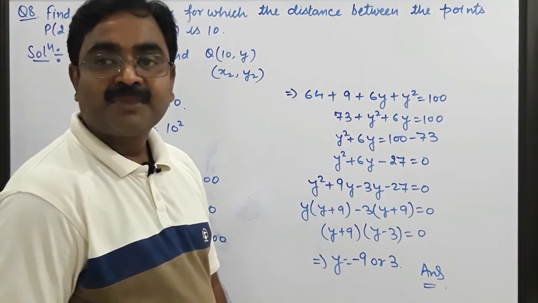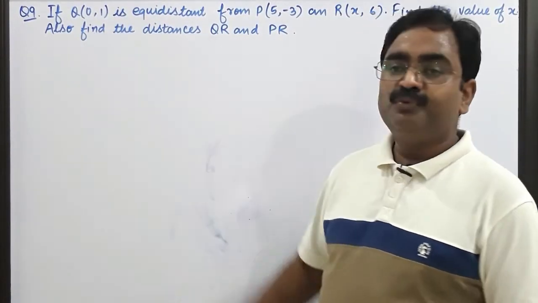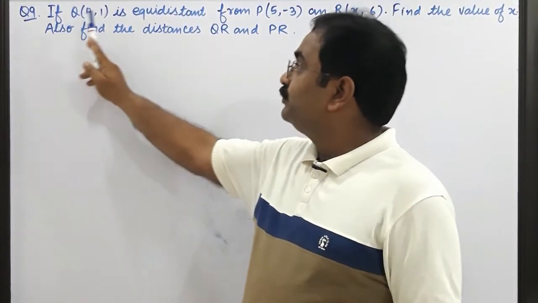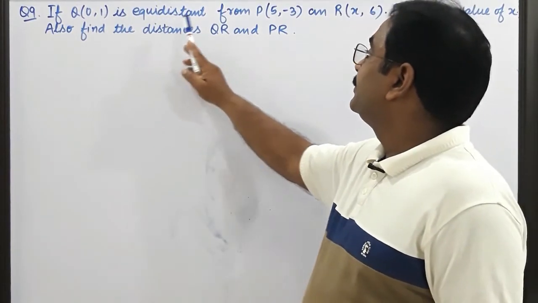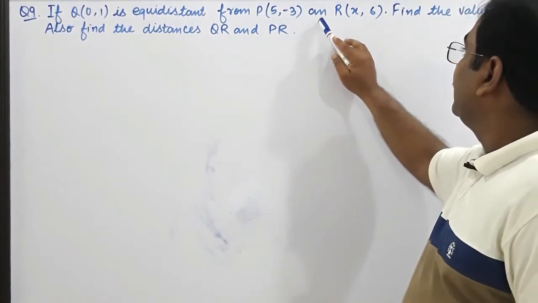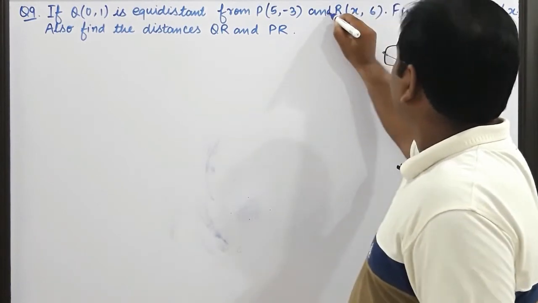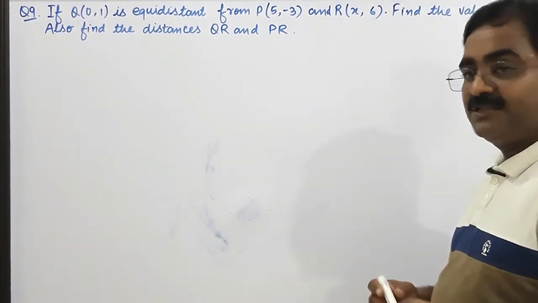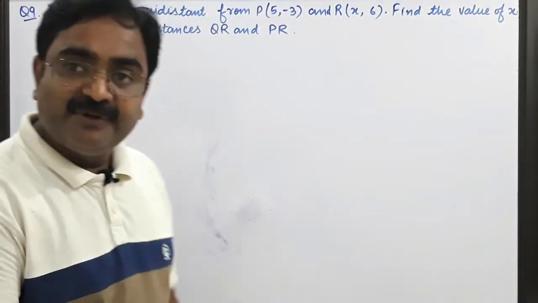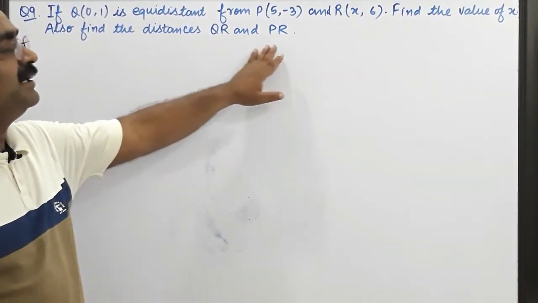Okay, see question number 9. Q has coordinates 0, 1. If this point Q is equidistant from point P whose coordinates are 5, minus 3 and the point R whose coordinates are x, 6, then find the value of x. After getting the value of x, also find the distances QR and PR.